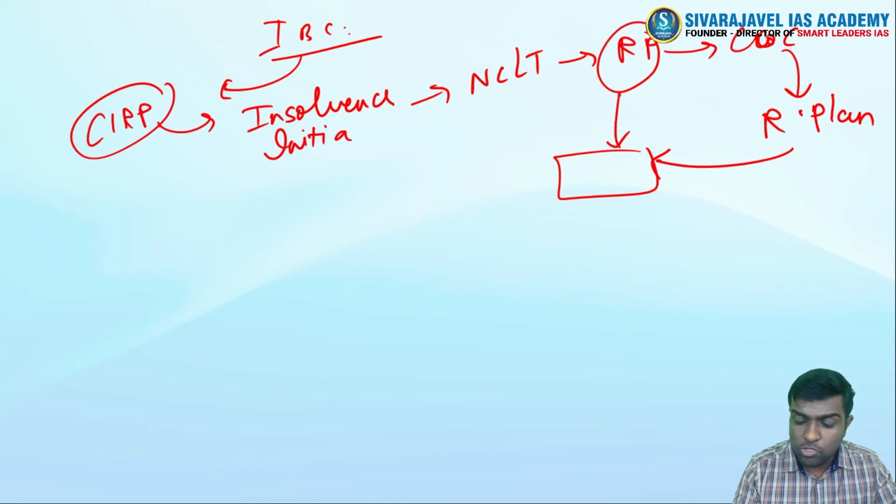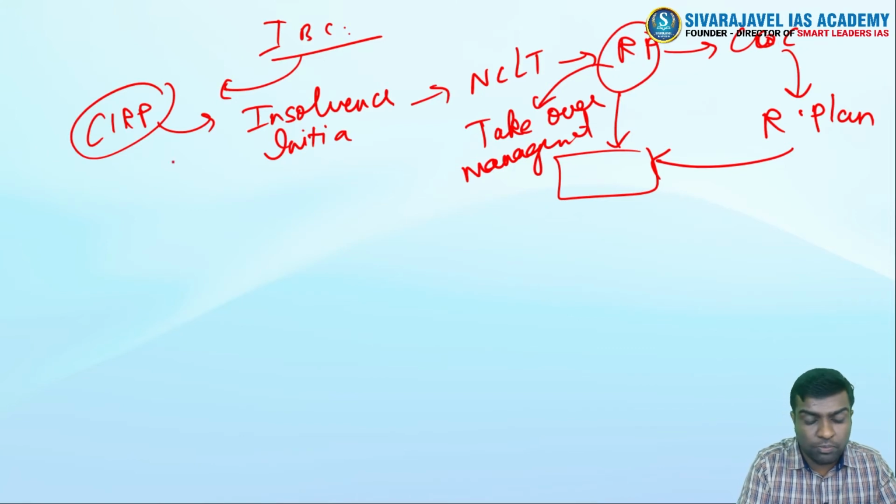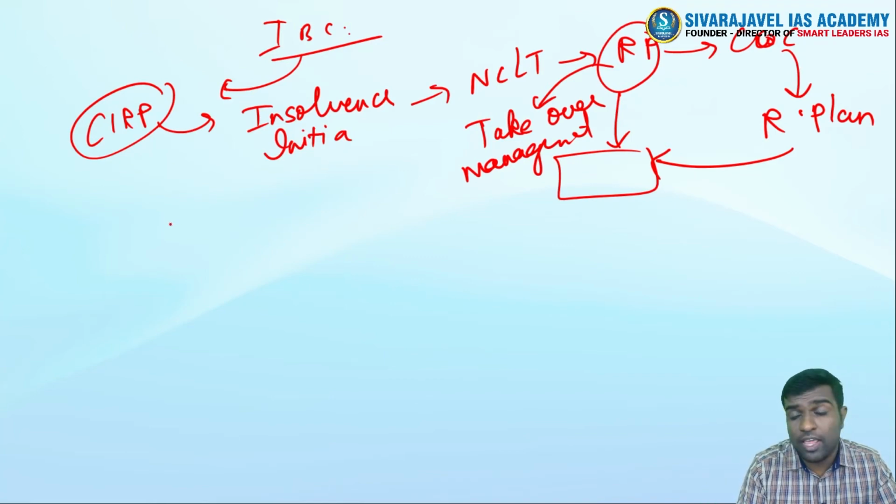Once this plan is accepted, the professional will wind up the process and transfer this company to someone else. When the resolution professional is appointed, he will take over the management of the company. And if you take the history of the IBC process in India, even though the deadline is 330 days and the Supreme Court has also relaxed this norm, in high profile cases like SR Steels it has taken close to 3 years, that is, around 1000 days. So inordinate delay is also happening in the IBC.